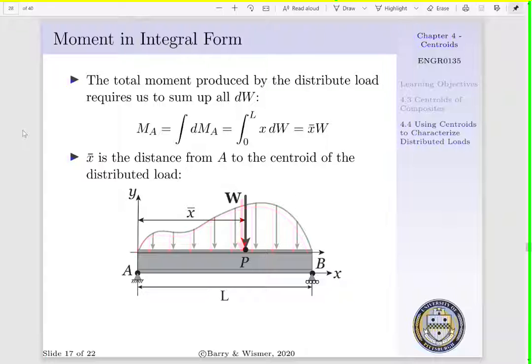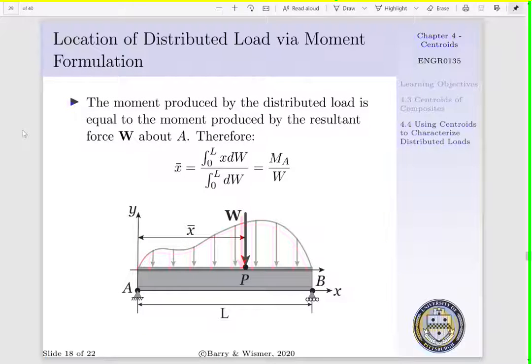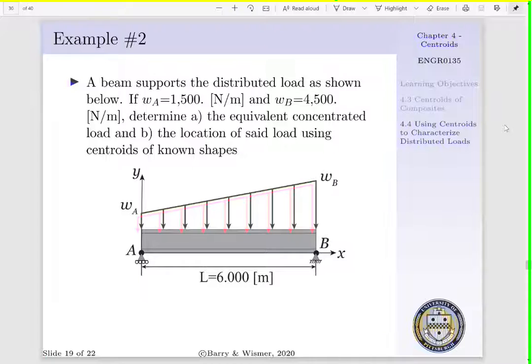This is incredibly similar to finding, say, the centroid of an area, where x bar is going to be our distance from our y-axis to the location where our distributed load will be represented as a single point load. Thus, we can say x bar would be equal to integral from 0 to L of x dW per the integral from 0 to L of dW. And this is simply the moment taken about point A due to our distributed load per the magnitude of our distributed load. Now, let us look at an example of this.